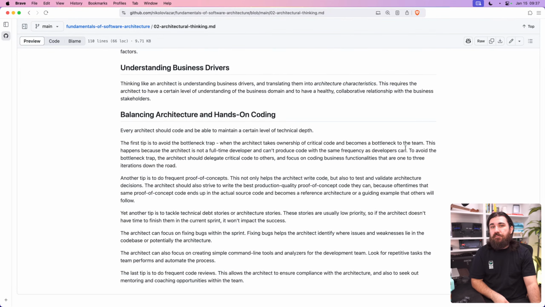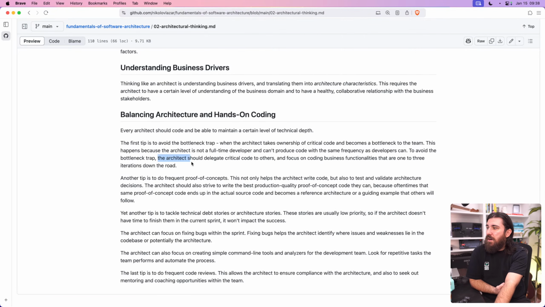You're an architect and you have different responsibilities, but you still have some time to do some coding. If you take ownership of critical code and you only work on that in your free time, you're gonna block the whole team. The developers are going to catch up with you at the very beginning of the sprint, and they're gonna wait for you to finish working on the critical code so that they can continue. That's a bottleneck. And this happens because the architect is not a full-time developer and cannot produce code with the same frequency as the developers can.